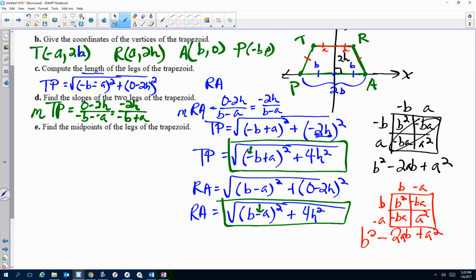Are these the same? That's our question. Yeah, they are. We just talked about basically what's happening here. If I have a negative b plus a, is that the same as b minus a? How do I make that the same? Multiplicative identity. That's your clue. All right. And then the last thing we want to check is the midpoints.